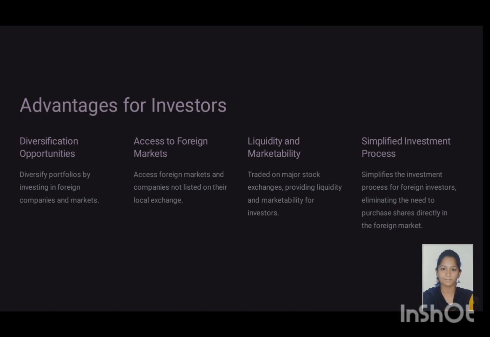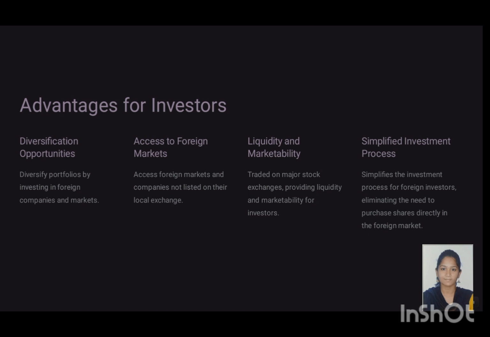First point is diversification opportunities. So, the GDRs provide investors a great opportunity to diversify their portfolios by investing in the foreign companies and markets. Next point is access to foreign markets. So, the global depository receipts will provide greater access to foreign markets. So, the company can reach the markets, which are not only the local markets but also the international markets.